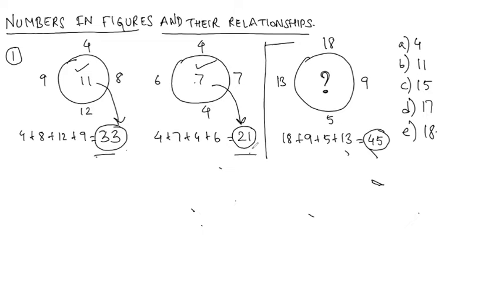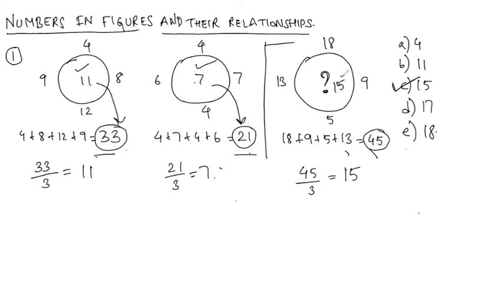So here, in the sum, we should divide the sum by 3. 33 by 3 is 11. 21 by 3 is 7. So now you tell me, what comes at the question mark place? 15. 45 divided by 3. Correct? What is 45 divided by 3? Ma'am, 15. So option C is the correct answer.